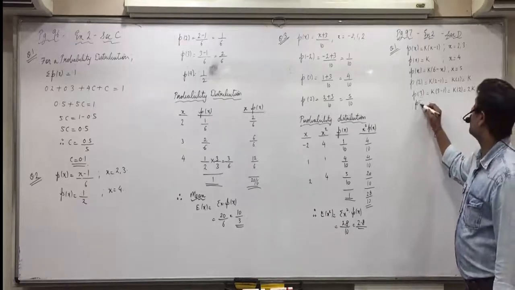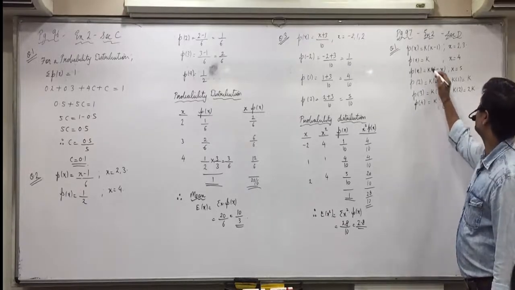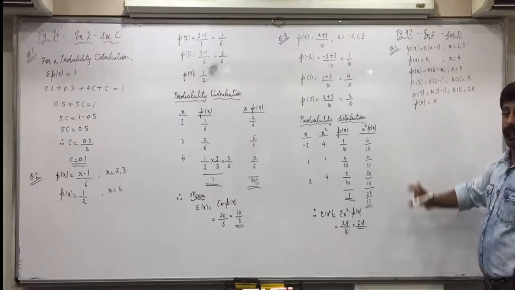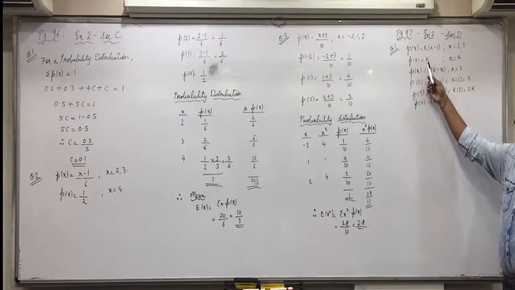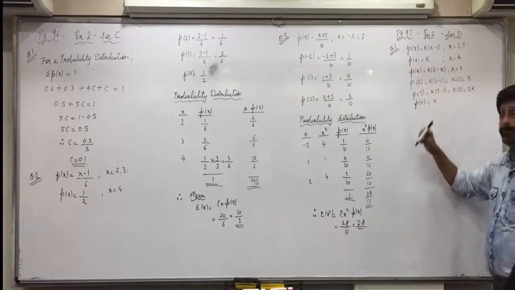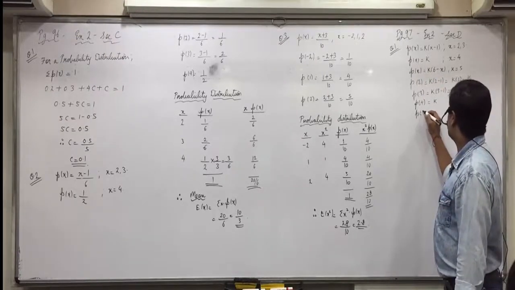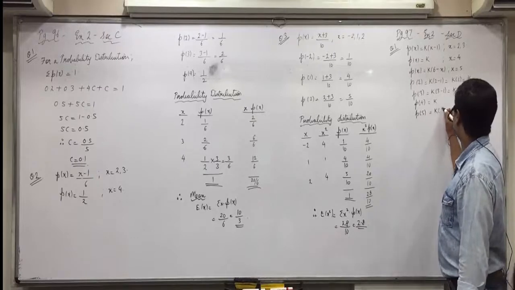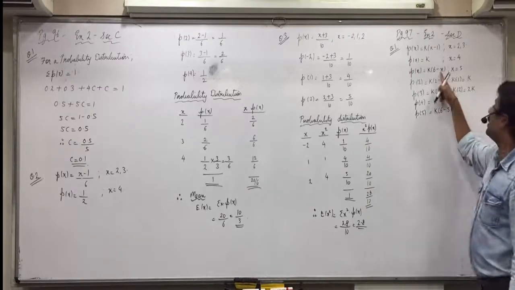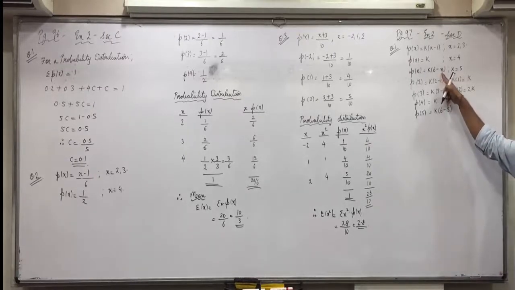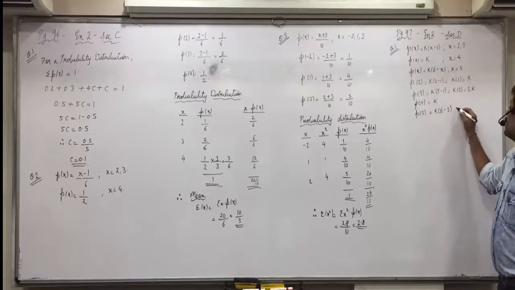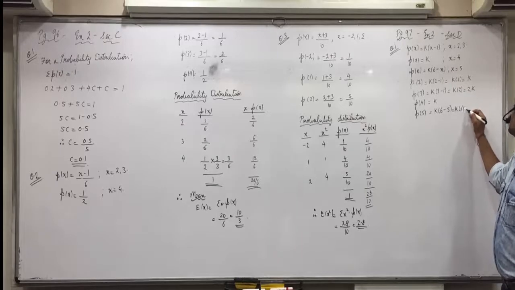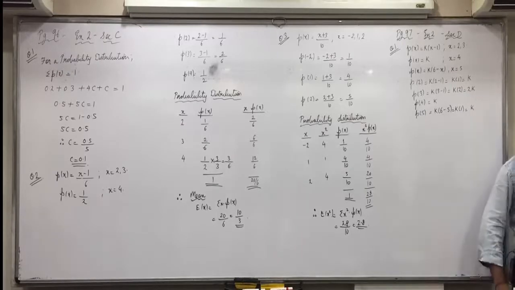P of 4, simply k. In the second function it is only k. So 4 we put in the second function, so simply k. Any doubt in this? 5 we will put in the third function: k into 6 minus 5. Here in x we will put 5 now. Third function, so k into 6 minus 5. 6 minus 5 is again 1, so simply k. Understood this?